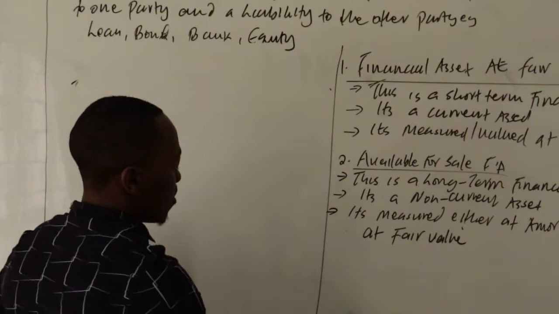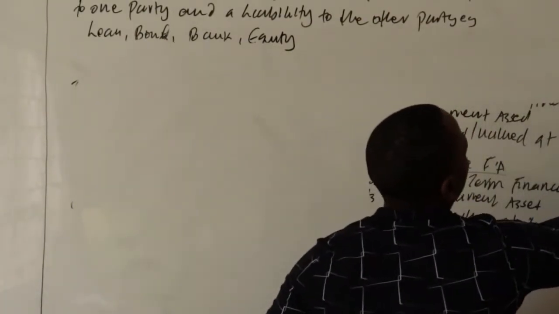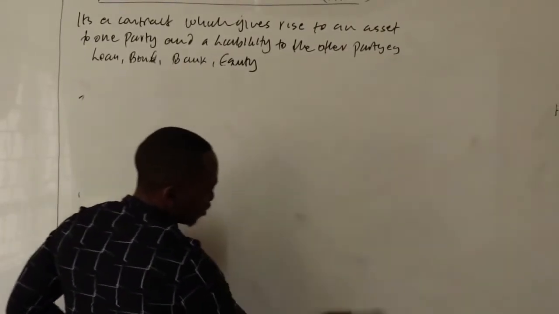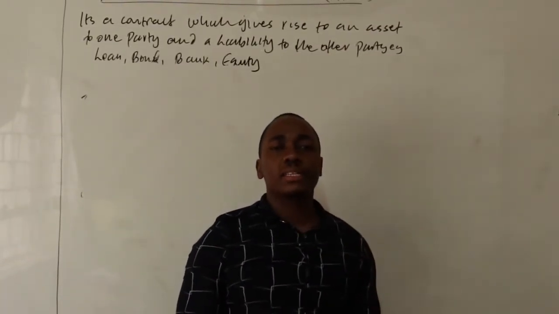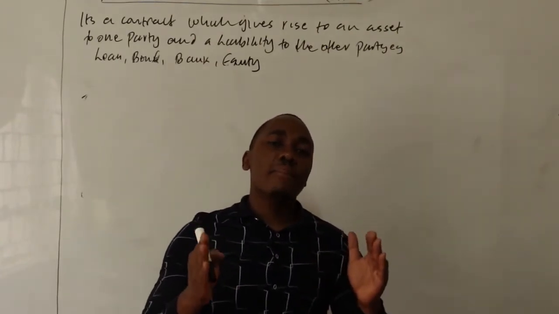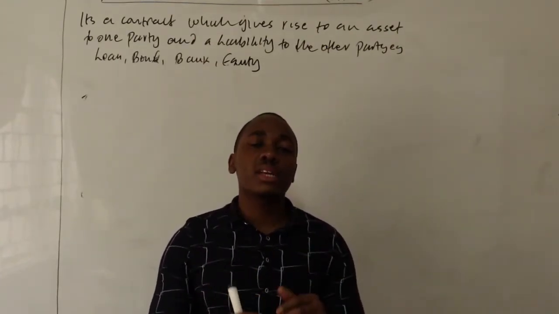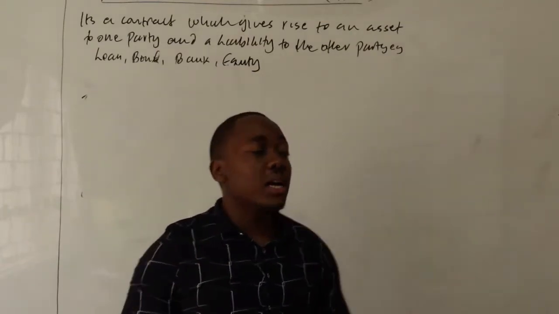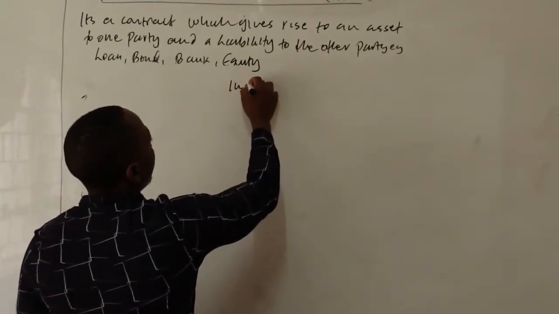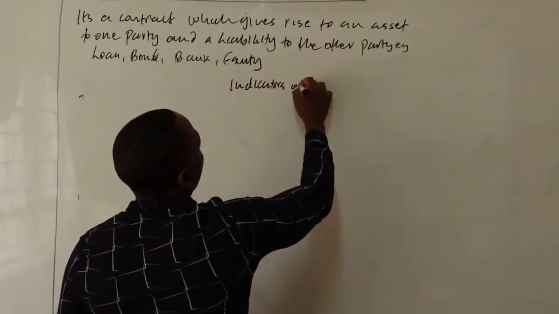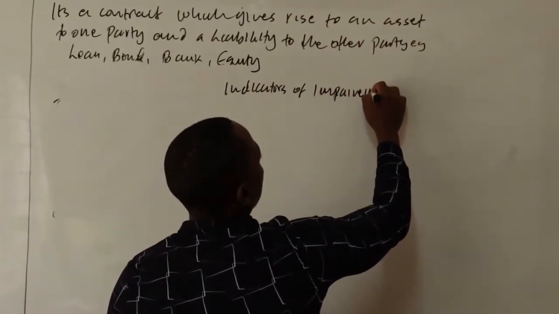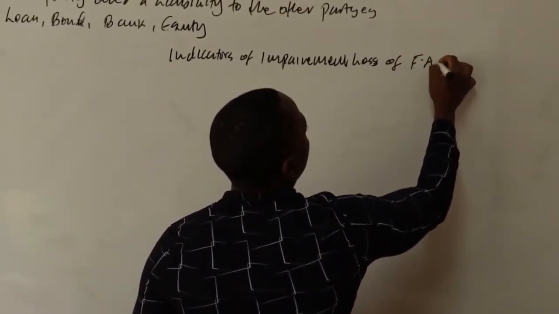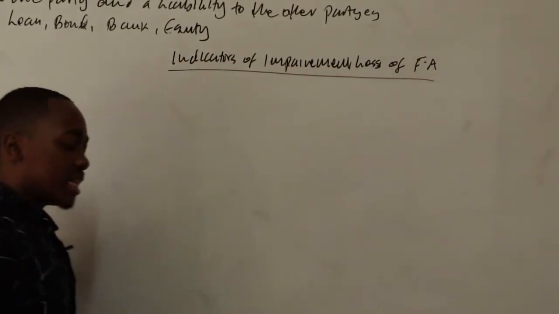Or let's look at what are some of the indicators of impairment of a financial instrument. Earlier we have looked at the topic known as impairment. An asset is said to be impaired if the carrying amount exceeds the recoverable amount. Sometimes also a financial instrument can be impaired. And what are those indicators? So let's look at the indicators of impairment loss of financial assets.